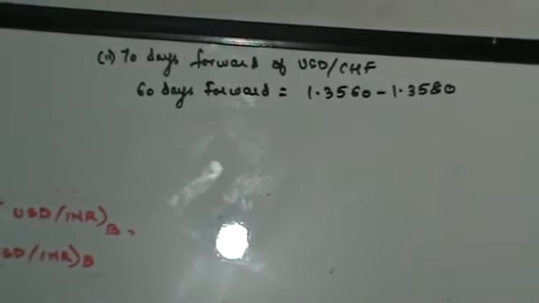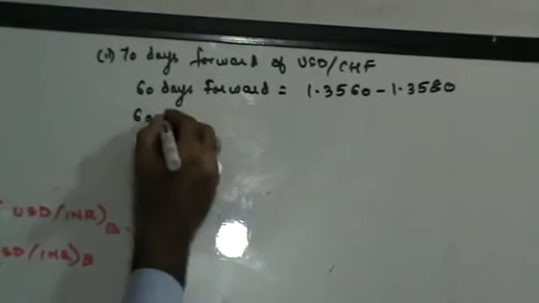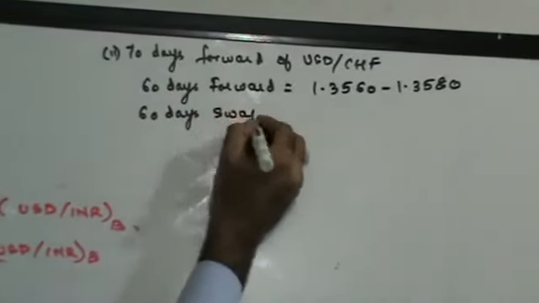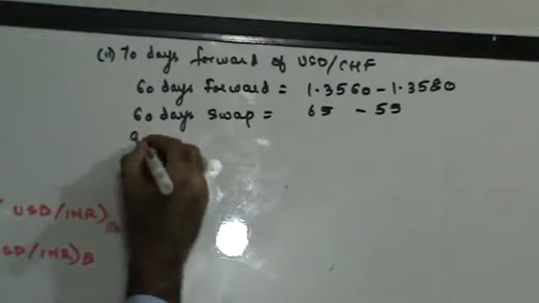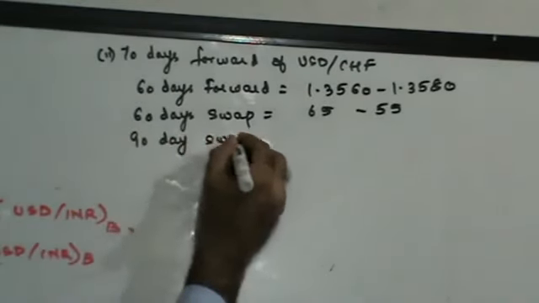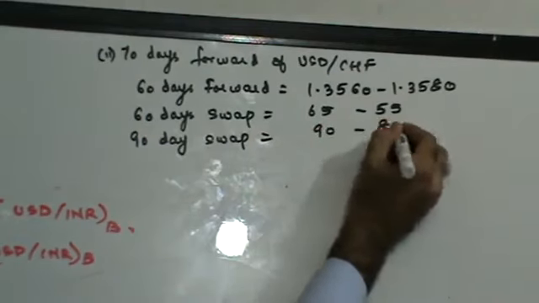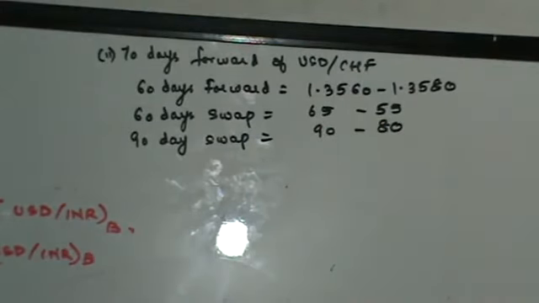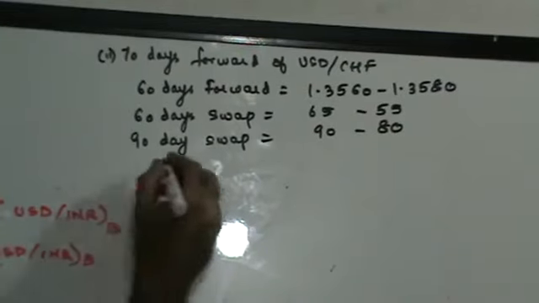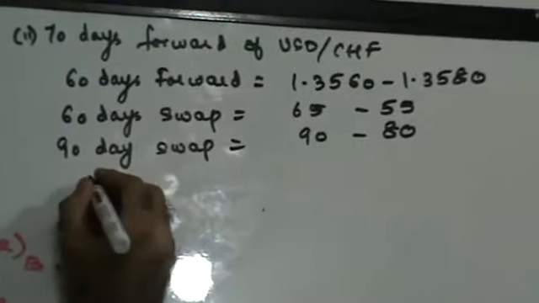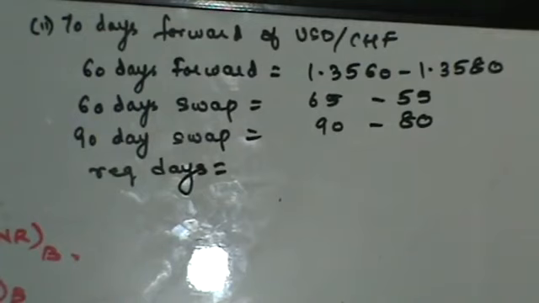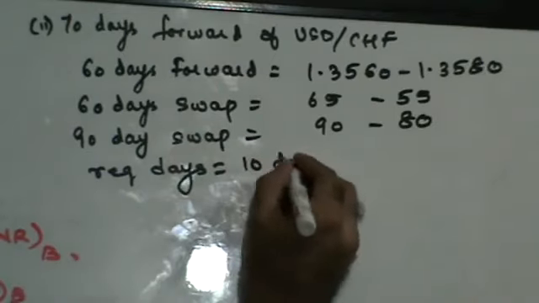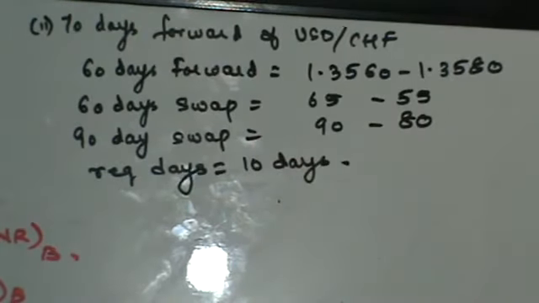70 days is between 60 days and 90 days, right? The 60 days swap points, that is your 2 month swap points, are 65, 55. The 90 days swap points, that's 3 months swap points, are 90 and 80. So first thing I need to do is find out the proportional forward margin. I already have it for 60 days, that means I need the required days. After 60, how many more days do I need? I need 10 more days, so required days is 10 days.